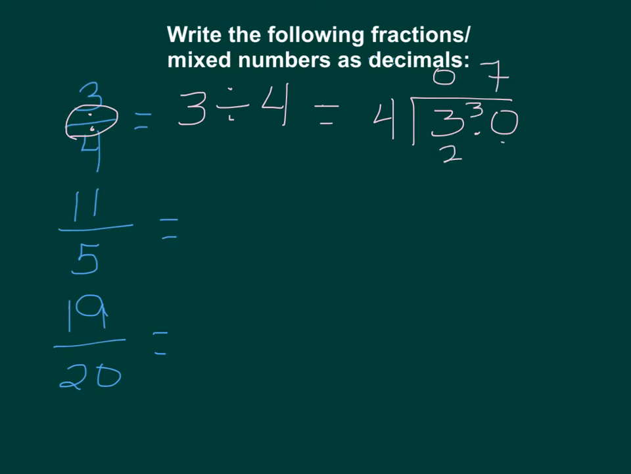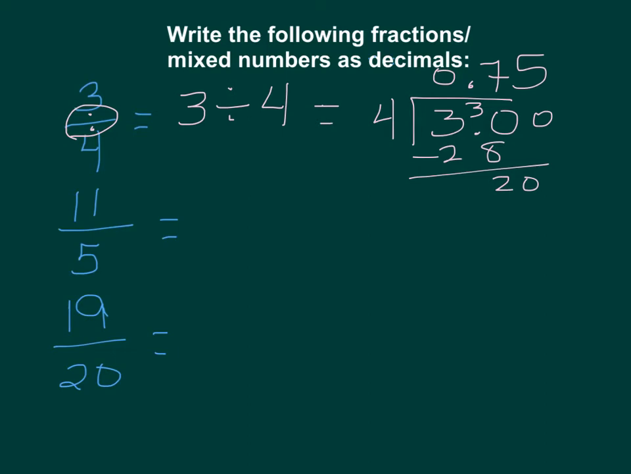4 times 7 is 28. Do my subtracting. Bring down my next 0. I will end up with 75 hundredths, or 0.75. So in simplest description, the rule for changing a fraction to a decimal is to simply divide the numerator by the denominator. It will work every time.